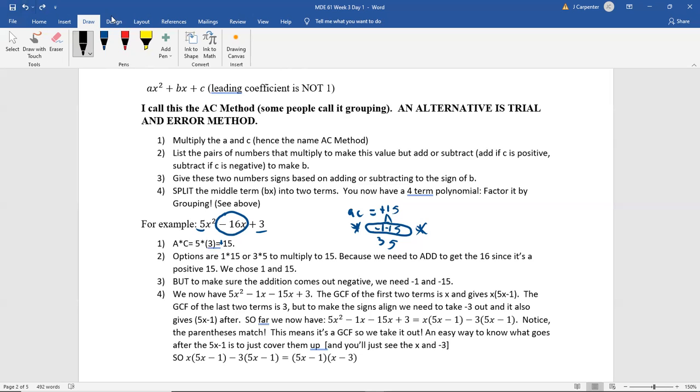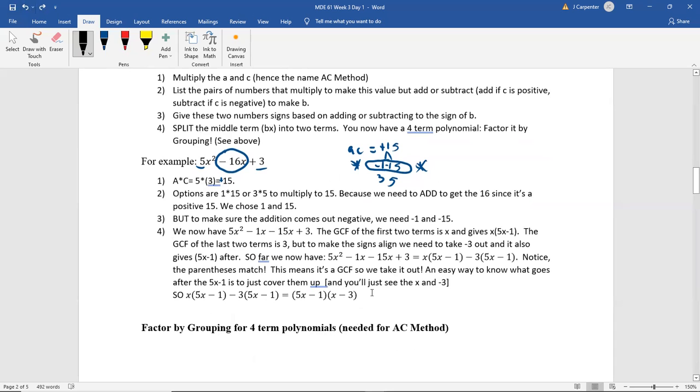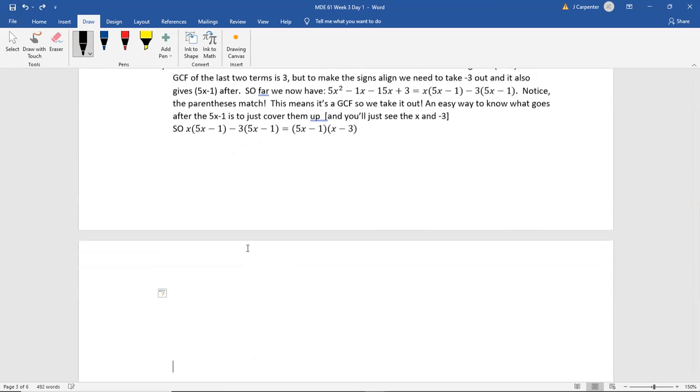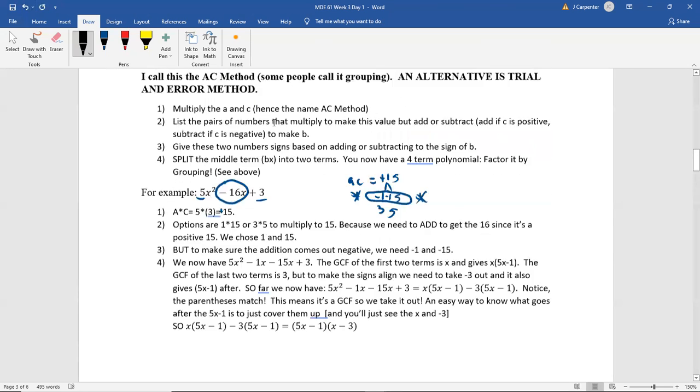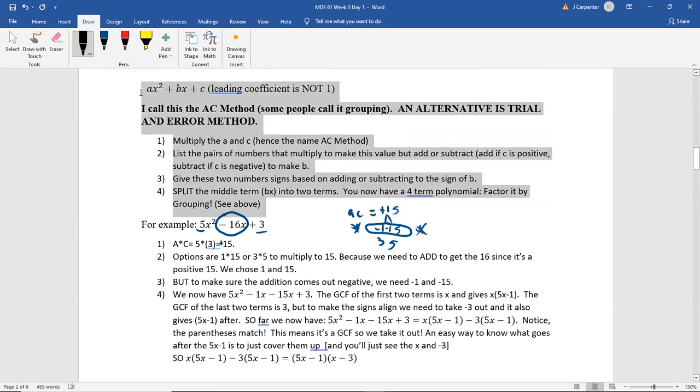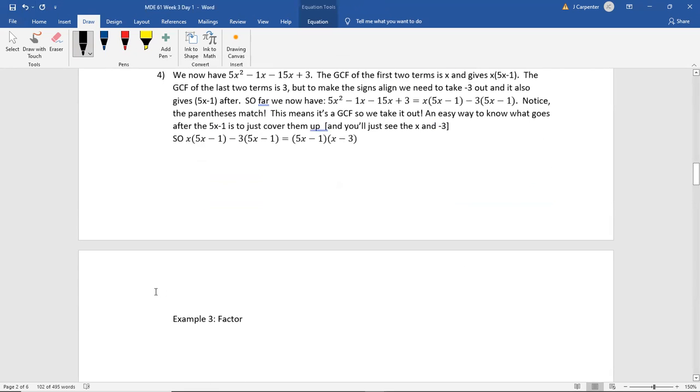Okay. We go to example 3. And once again, I'm just going to take the instructions and copy them down here so they can still be seen on the screen.